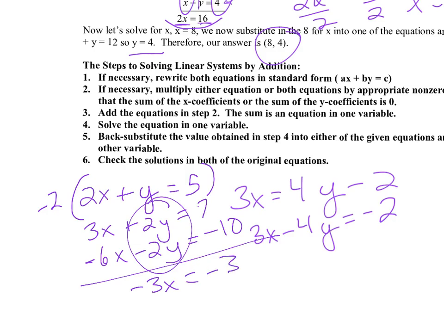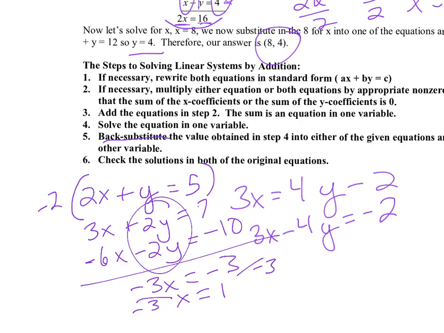Wow, that's going to come out nice. All right, solve the equation. So I end up with x equals, by dividing both sides by -3, I get x equals 1. Then I could plug it back in and get my other value. That's what back substitution is called.